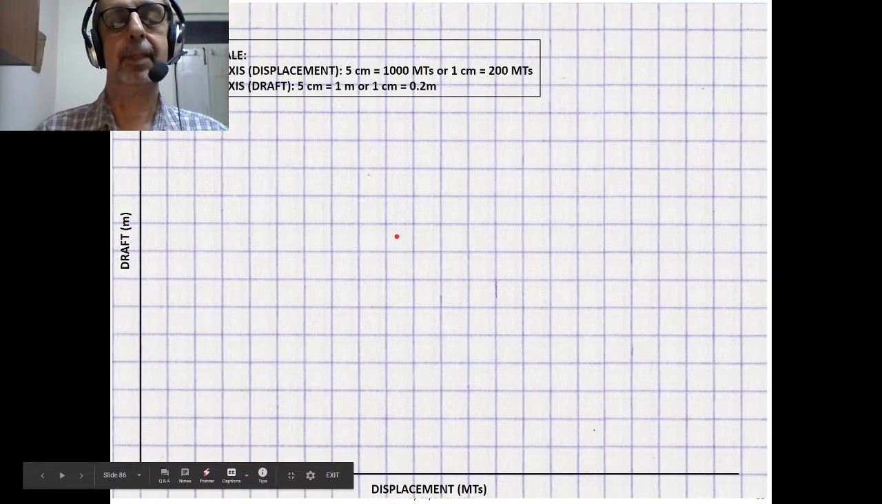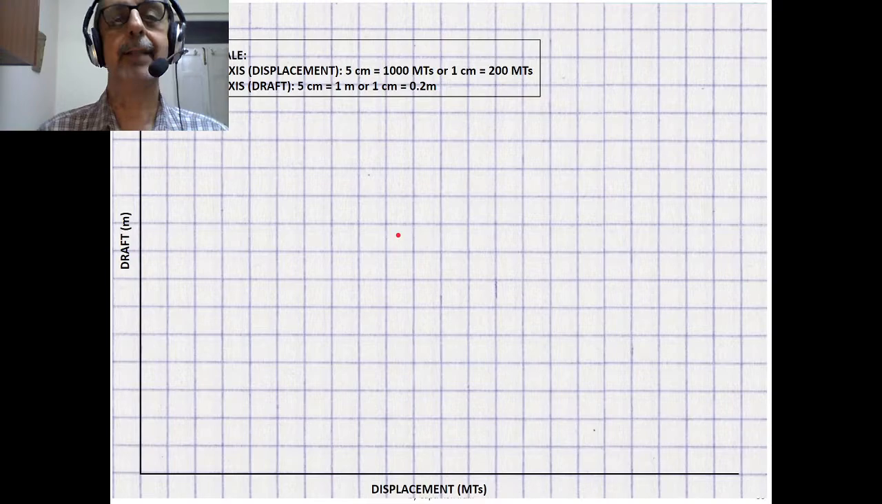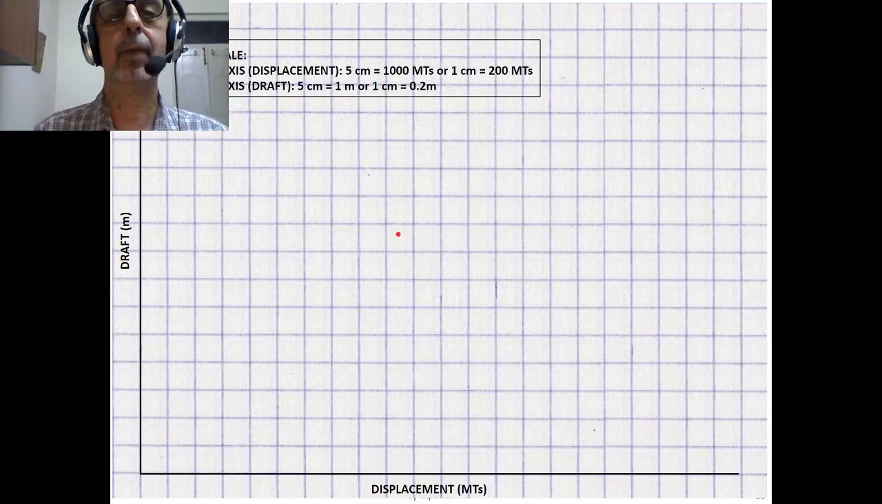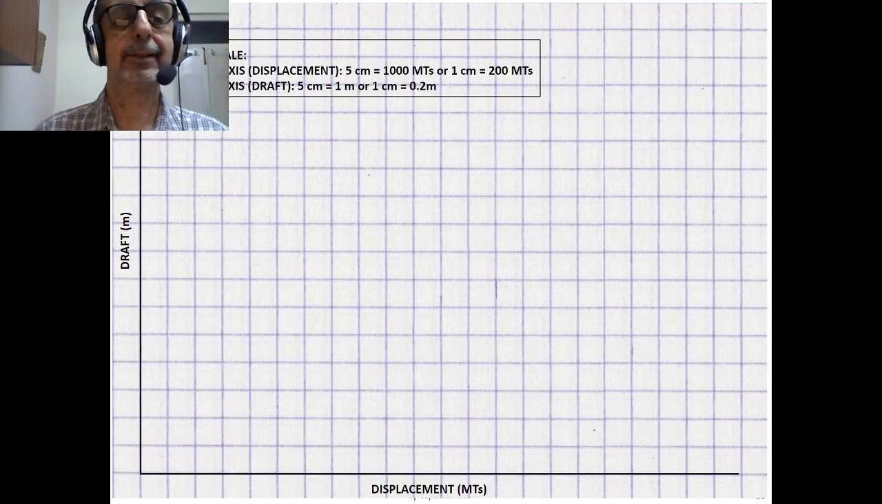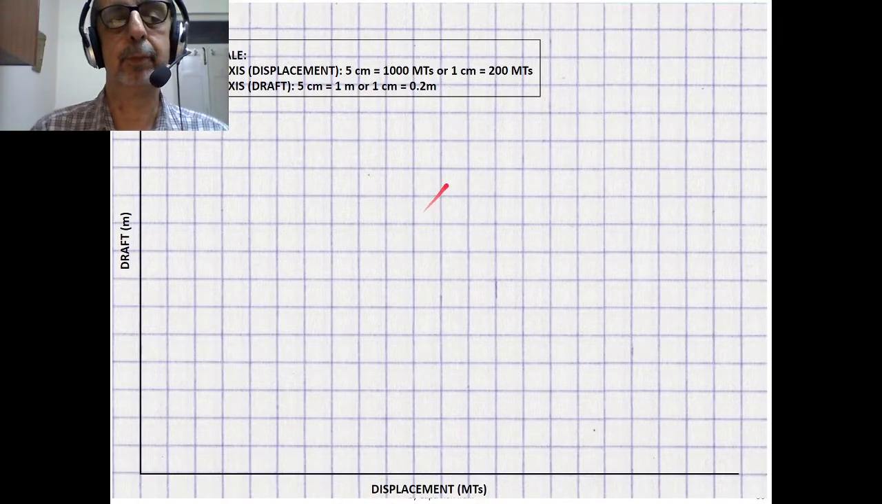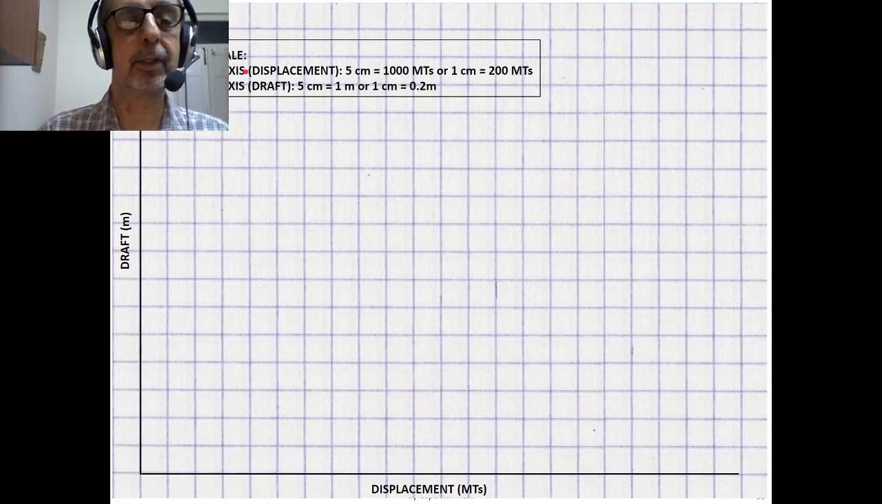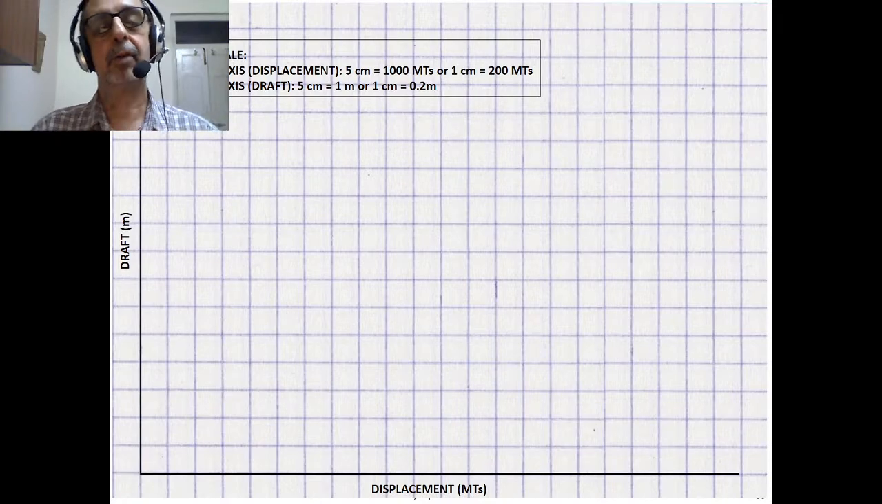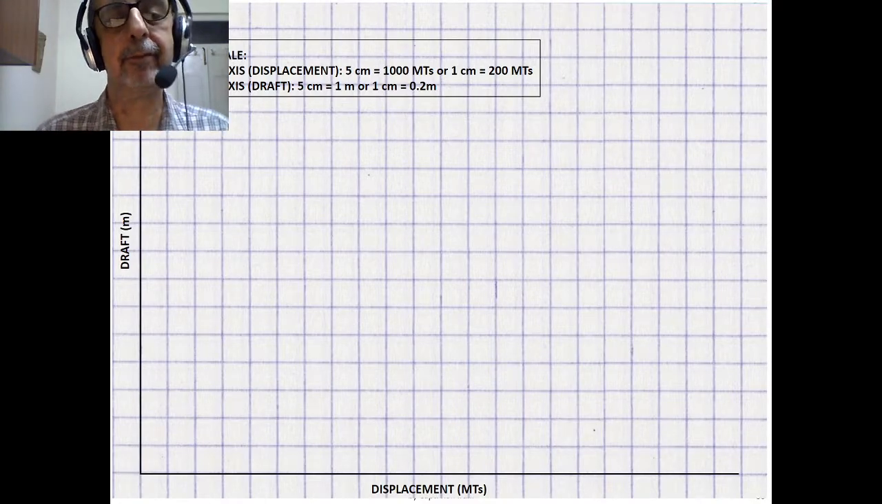The next step is you have to write the scale. On the x-axis, I intend to use 5 centimeters for every 1000 metric tons, or 1 centimeter for every 200 metric tons. On the y-axis, it will be 5 centimeters for every meter. It's important to write your scale, because on that basis, the person who is going to check your examination paper is going to measure your values according to the scale that you have mentioned.